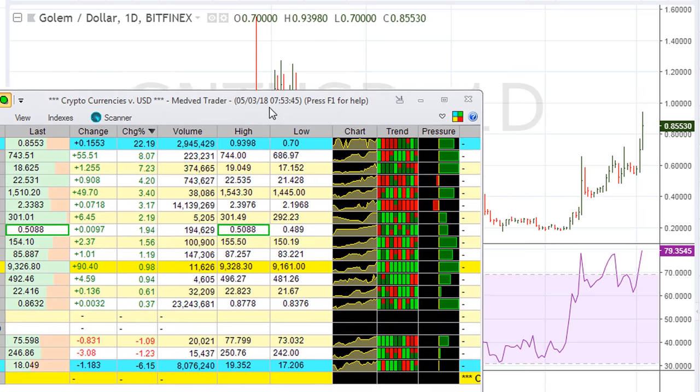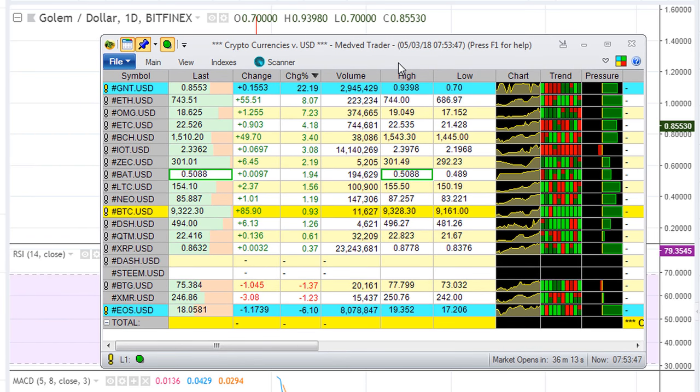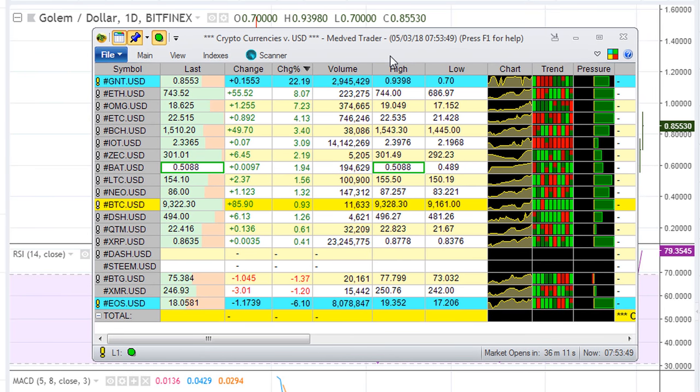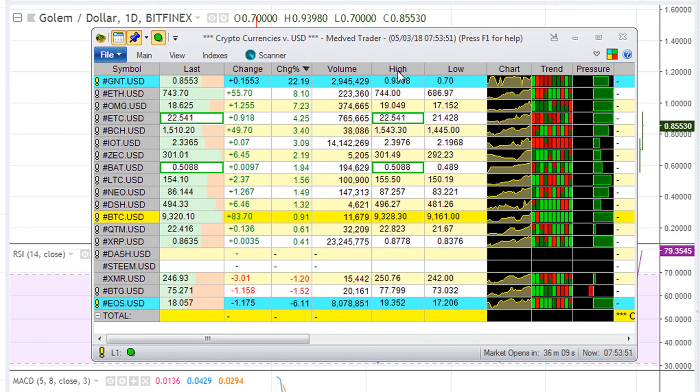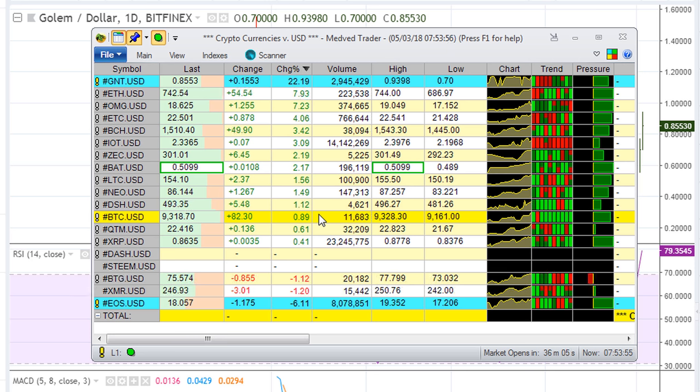So we see a good example of what happens when an instrument does not respond to projected resistance lines. And you also see a good example of what happens when an instrument is able to defend and stay above the RSI level of 69.1.